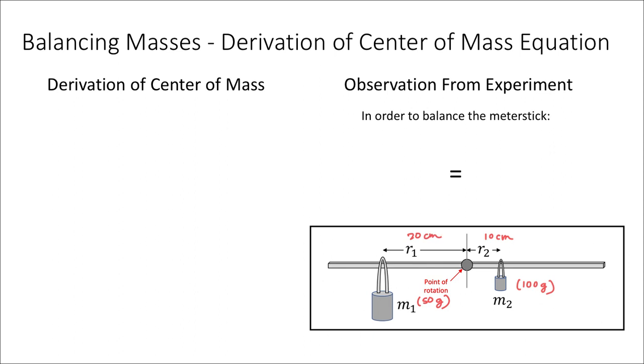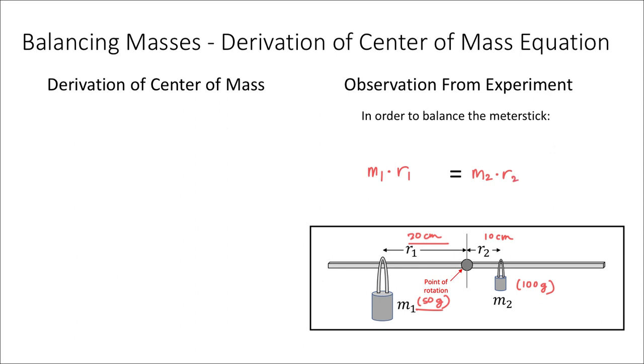And as you repeated this several times, you may have come up with the observation that if I were to multiply the mass by the distance on both sides, they should be equal in order for the meter stick to balance, or to not rotate. So many of you, I noticed, came up with a relationship something like this. If I multiply the first mass by its distance from the center, R1, that should be equal to the second mass and its distance from the center, M2 and R2.